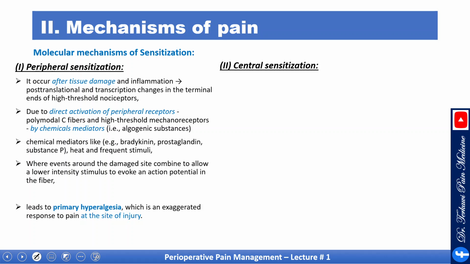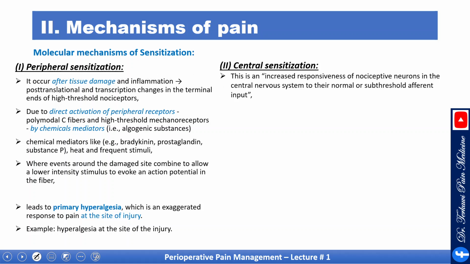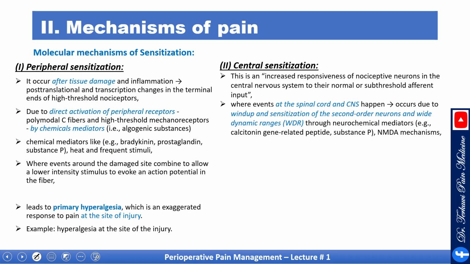This will lead to primary hyperalgesia, which is an exaggerated response to pain at the site of injury, as we saw. Again, for example, hyperalgesia at the site of injury. While on the other hand, central sensitization is an increased responsiveness of nociceptive neurons in the central nervous system to their normal or sub-threshold afferent input.